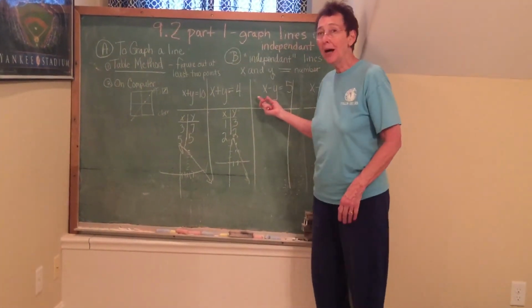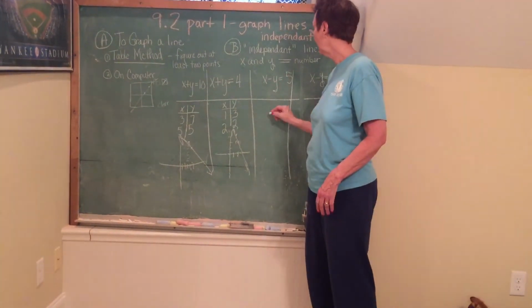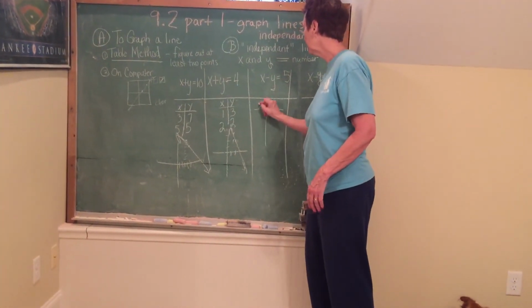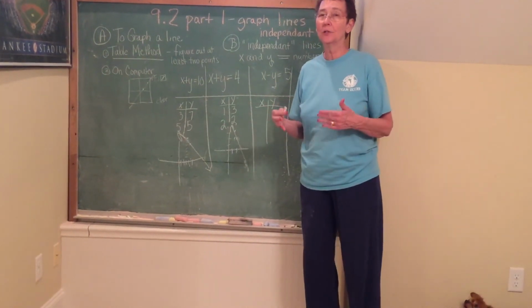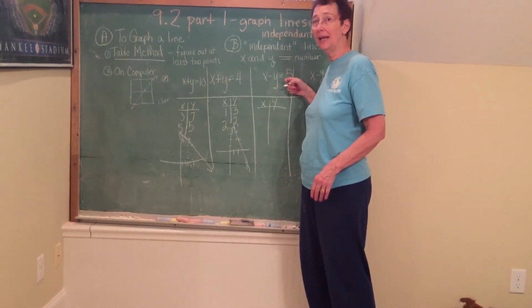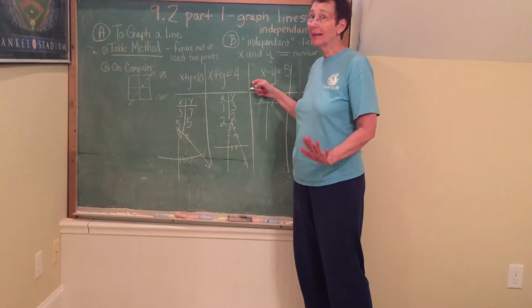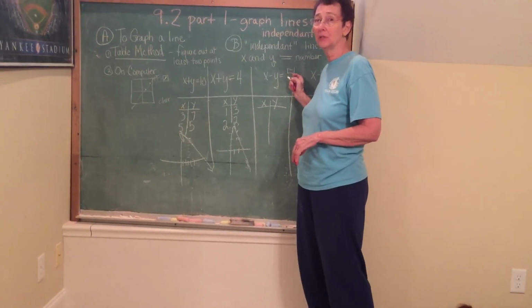Well, what if I have a minus in the middle? This tells me that x minus y is equal to 5. So when I do my little charts, please notice that you are subtracting the x and the y, and you're going to get a positive number. Does everybody see that? So that means that the x had to be bigger than the y in order for me to get that positive number.